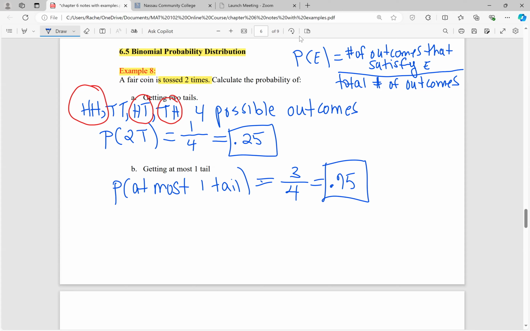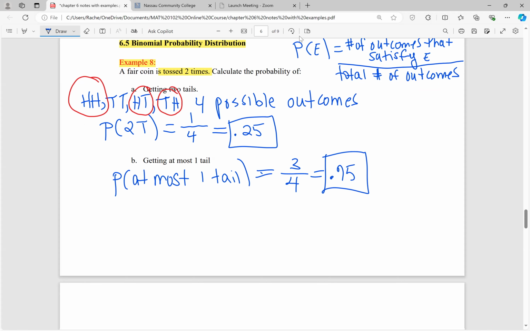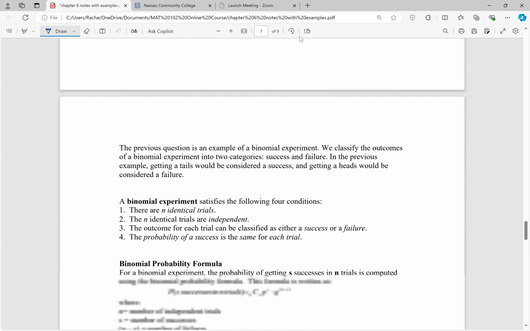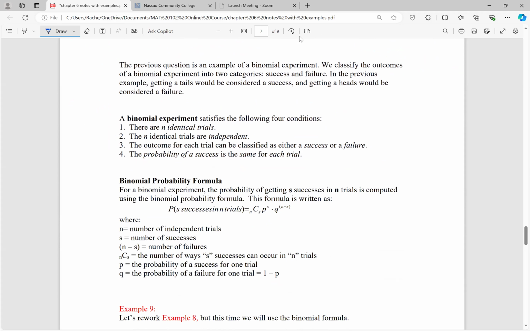But this experiment is actually going to be considered a binomial experiment. So I use this as an example because this is something that we were easily able to calculate, right? But we could also look at this from a different perspective. So the previous question that we just did, like I said, is an example of a binomial experiment.